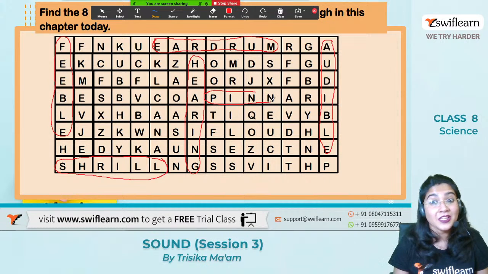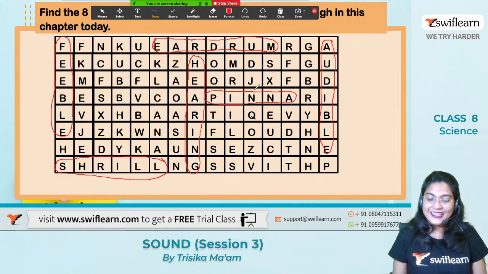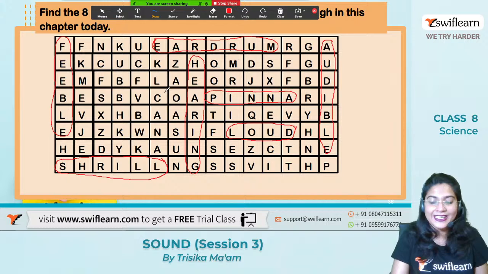Exactly. I have found another one, that is pinna. Yes, the external visible part of the ear, right? Yes, that is called the pinna. Yes, hearing. Exactly. Then two more. Yes, it's the loud. Okay, and one more. Let me see who can find it first, you or me?